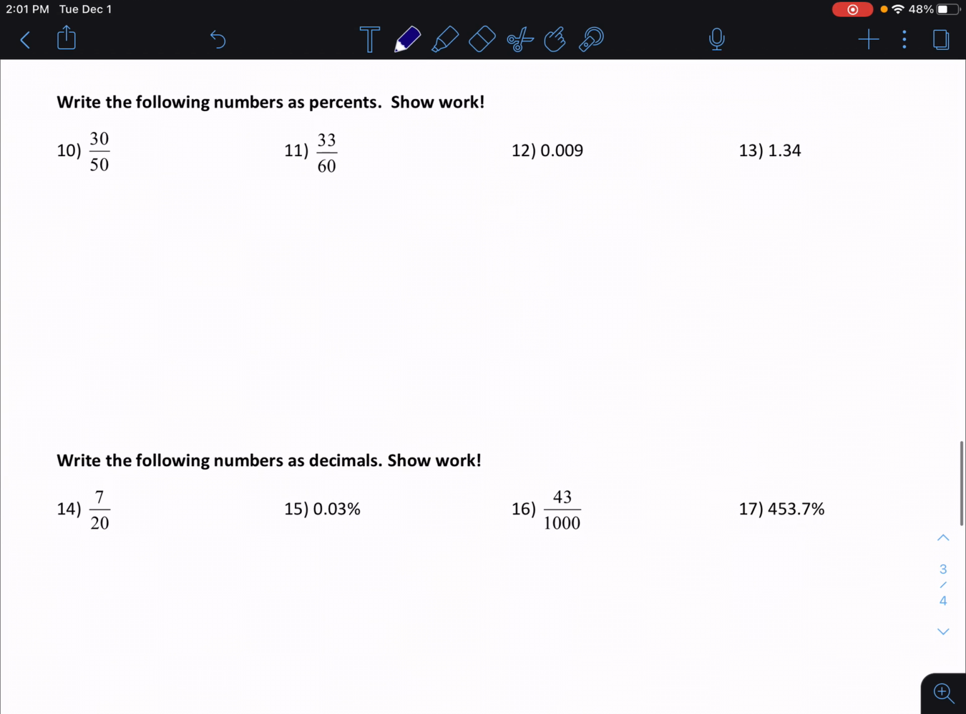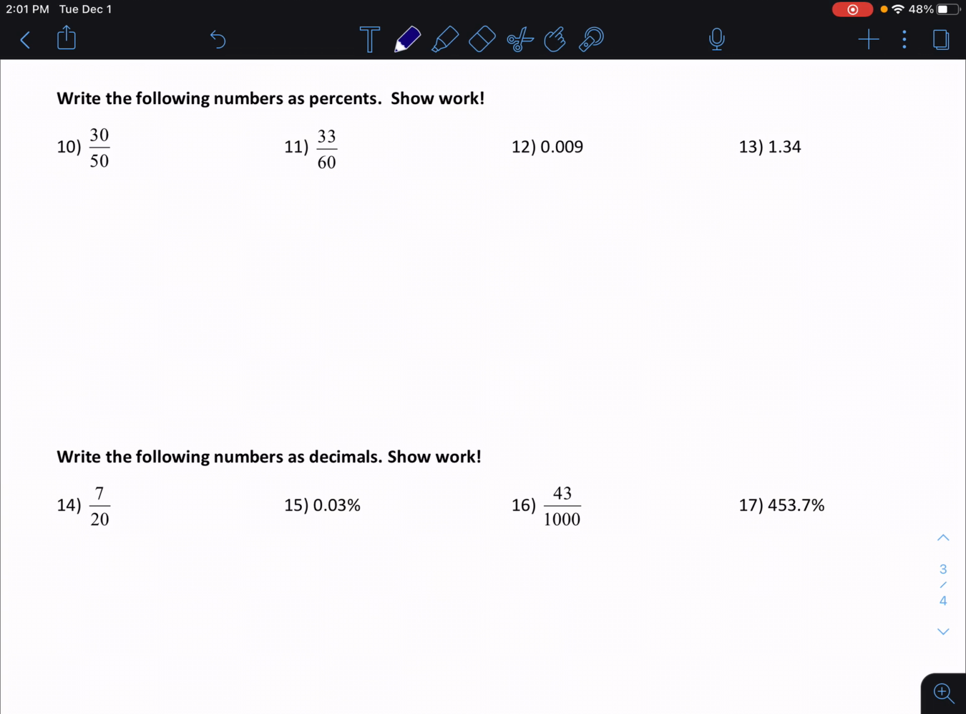Number 10, we are going to be writing fractions and decimals as percents. To write a fraction as a percent, I want to get the denominator to be 100. For the first one, I'm going to multiply by 2, because to get from 50 to 100, I'm going to multiply by 2. So 30 times 2 is 60. This is going to be 60%.